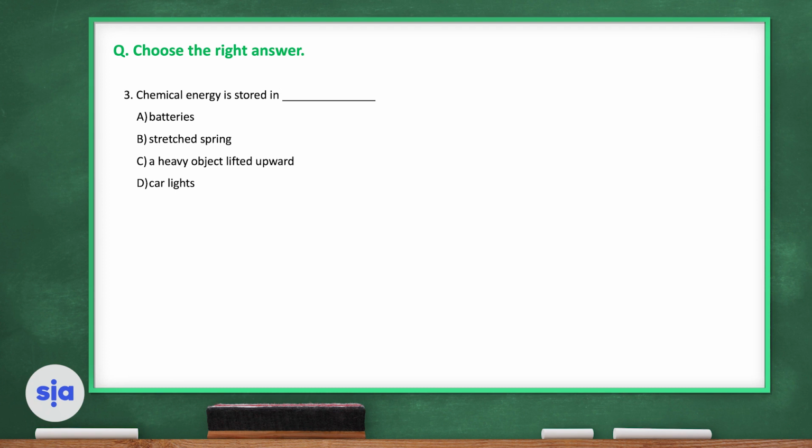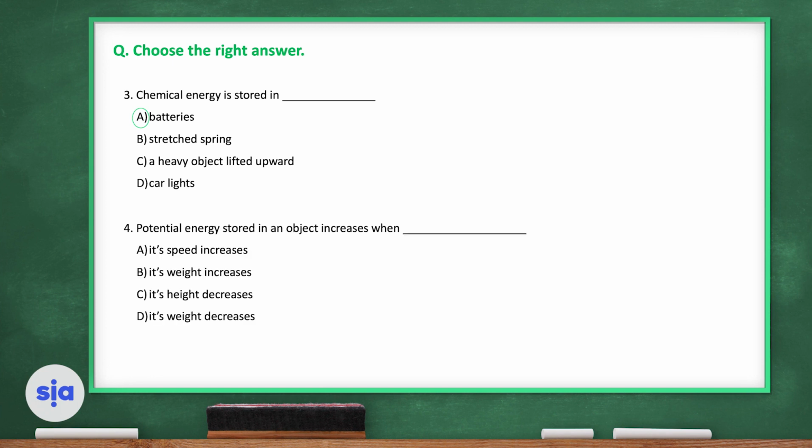Chemical energy is stored in batteries, stretch spring, a heavy object lifted upward, or car lights. Batteries. Potential energy stored in an object increases when its speed increases, its weight increases, its height decreases, its weight decreases. Its weight increases.